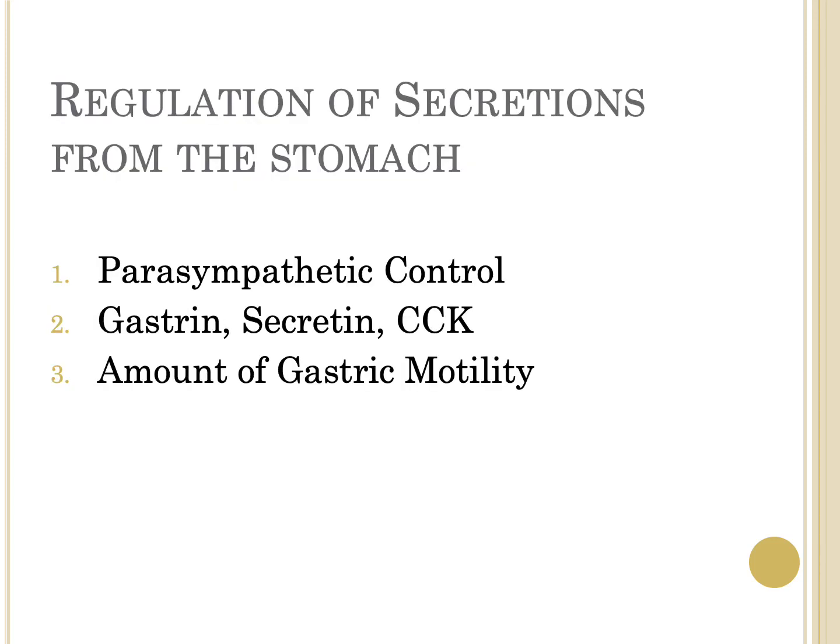So what are the things that are going to be regulating the stomach acidity? Well, we have parasympathetic control that will be regulating. We have 3 distinct hormones: gastrin, secretin, and CCK. And then once again, how much are we consuming? So let's take a look at the hormones here at play.